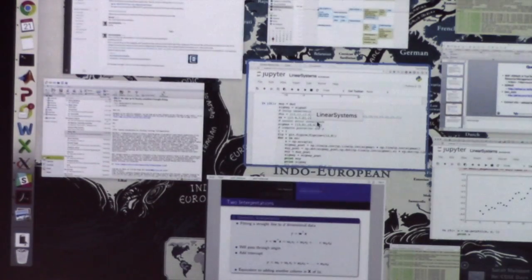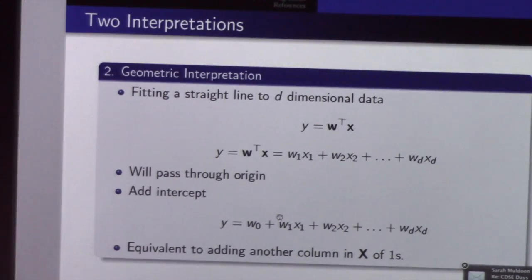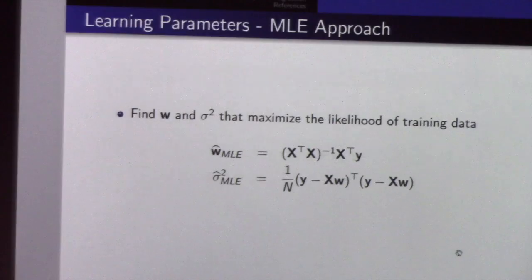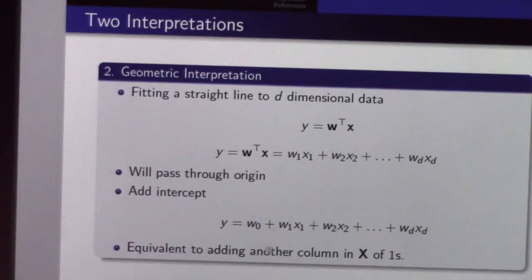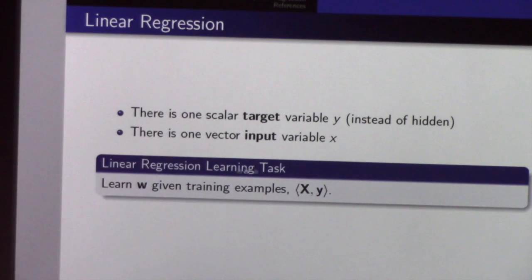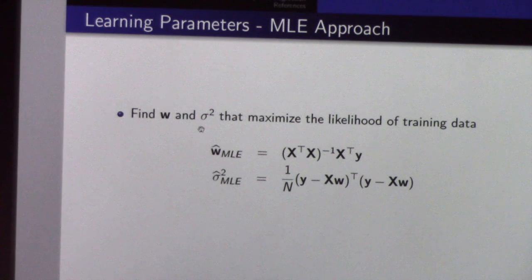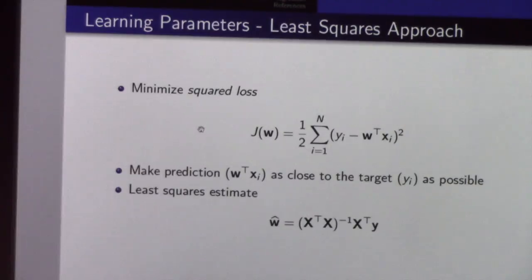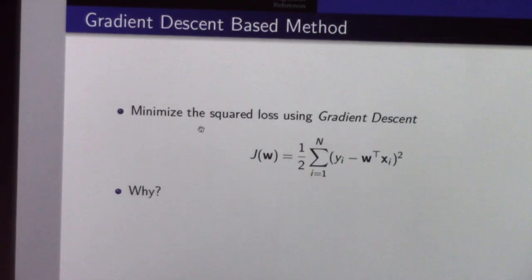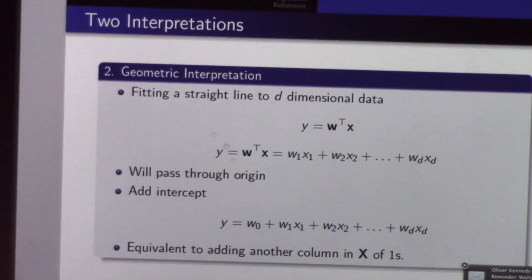Okay. So now comes the question, how do we learn this? This is our core machine learning problem. Given some training data, how do we learn this? There are many ways to do it. We'll look at 3 ways. One is using maximum likelihood estimation. Second is using the least squares approach. And third is using gradient descent. Okay? So we'll look at them one by one.